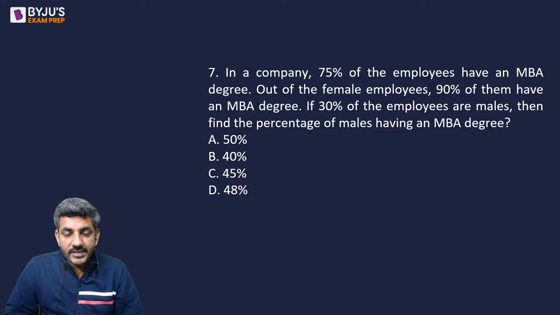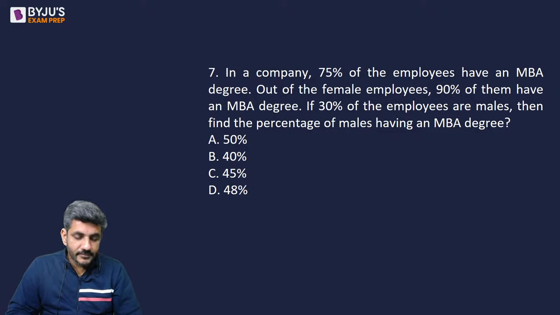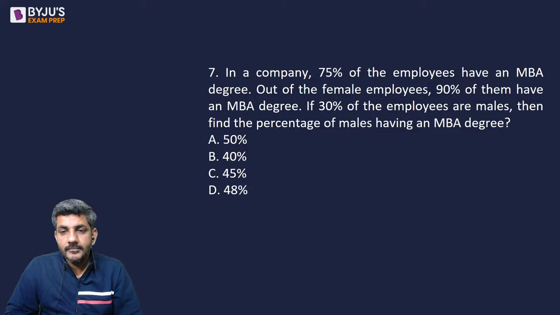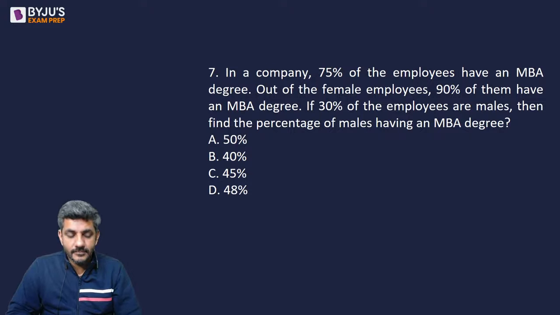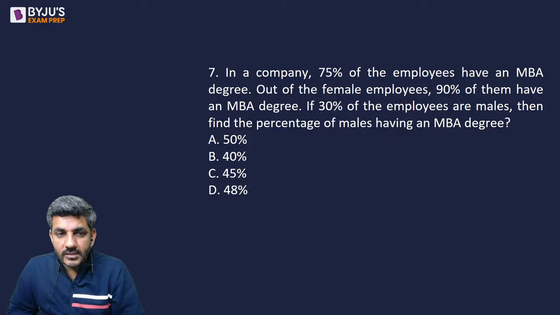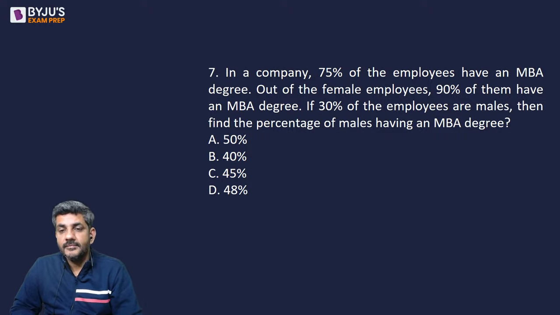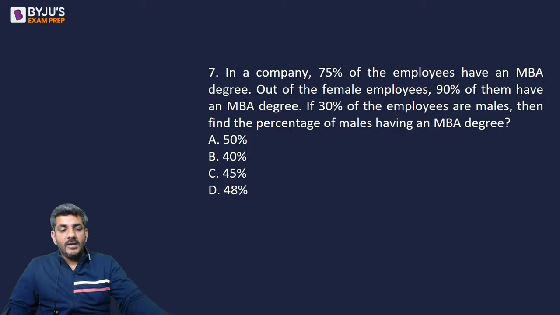Friends has got the answer as B, which is 40%. Samarth also got C, which is 45%. Let us start doing it then.